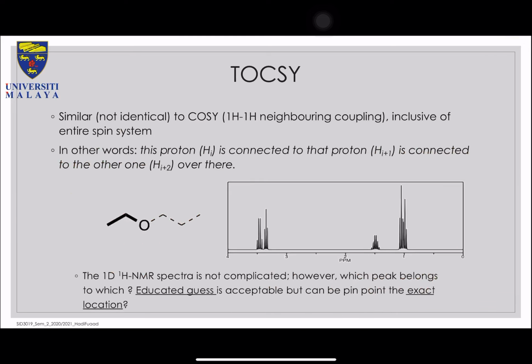And additionally, for TOCSY, it's similar to COSY, proton-proton neighboring coupling, inclusive of the entire spin system. Okay, so it's similar to COSY, but it's not identical, meaning that it's inclusive of the entire spin system. You will see all other protons. So in other words, this proton, Hi, is connected to that proton, Hi plus 1, which is connected to the other proton in Hi plus 2.